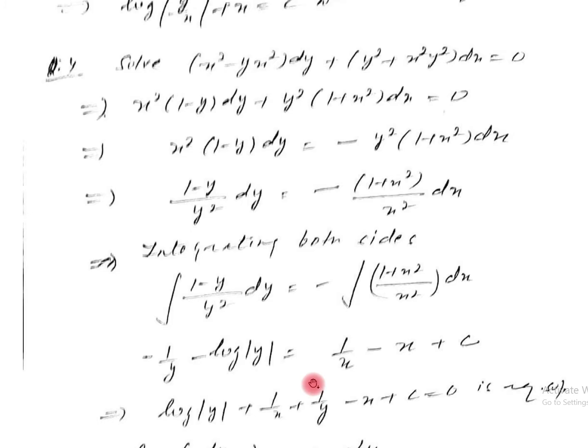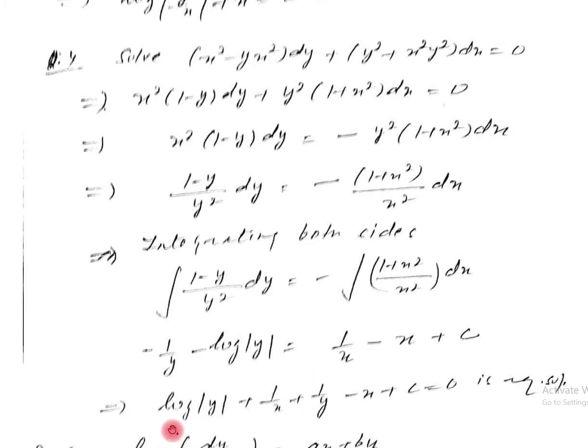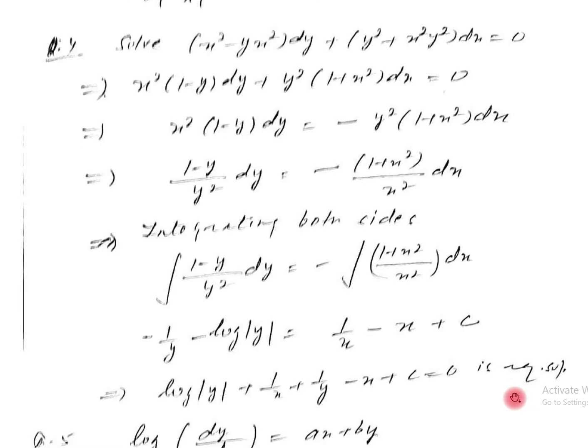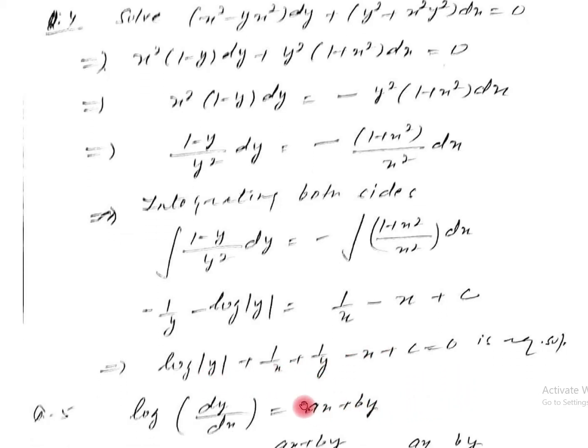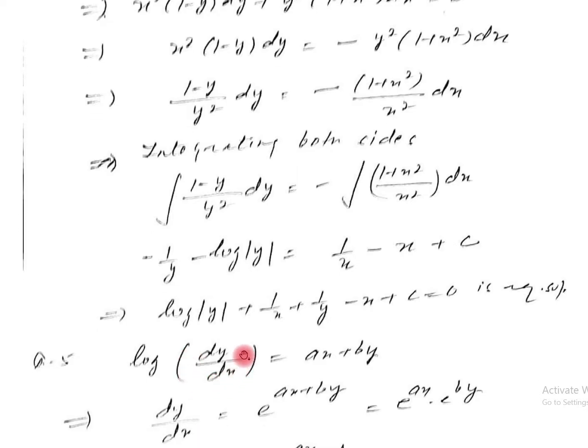Then again combining all the terms, taking all the terms on this side, we are getting here log of y plus 1 upon x plus 1 upon y minus x plus c equal to 0 is the required solution. Generally we do not start the solution with negative terms. To make all the terms positive, we have just moved all these terms to the other side, and it will be the required solution. Now see the next question.